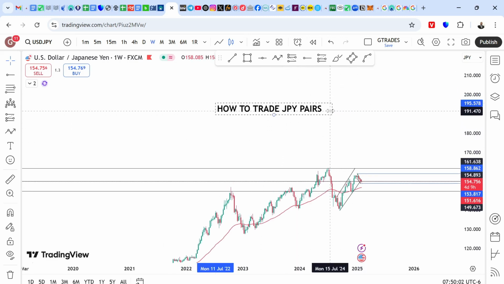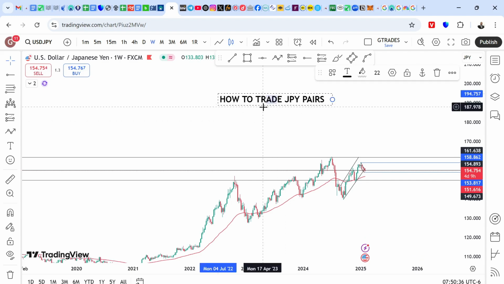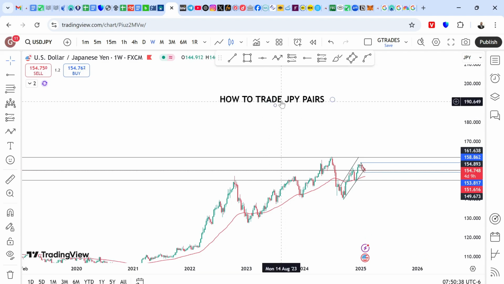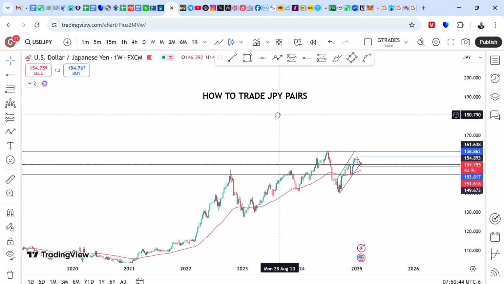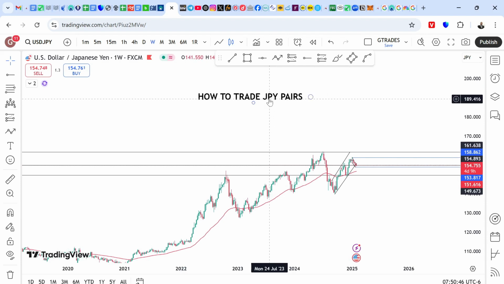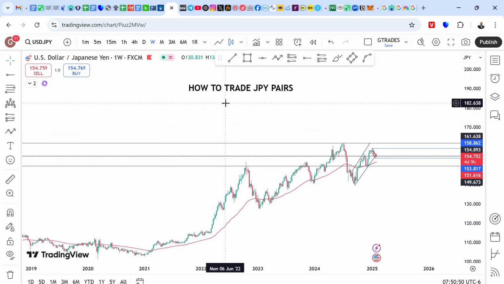Right now I'll be showing you how you can effectively be trading JPY pairs. I'm sure you understand the meaning of JPY. JPY means Japanese yen, right? In this case study I'll be using the USD JPY. But right now one thing I want you to know about JPY pairs is that they always respect structure. Now this is the weekly time frame.